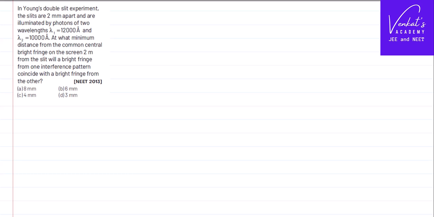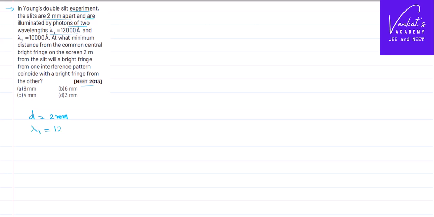This is a NEET 2013 question from wave optics. The question says, in a Young's double slit experiment, slits are 2 millimeter apart. That means the distance between the slits is given as 2 millimeters, and they are illuminated by photons of two wavelengths. So it happened twice.